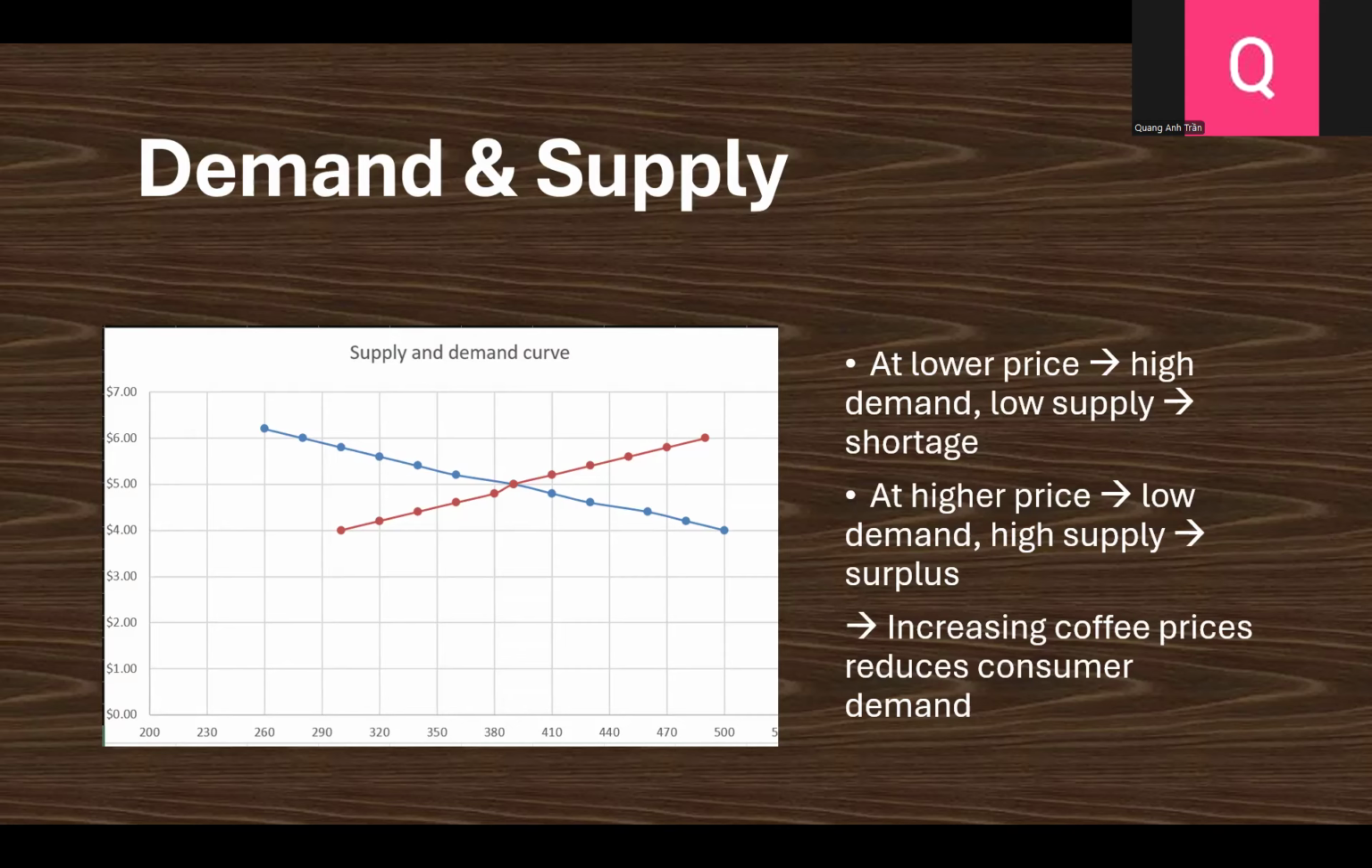The point where the two curves intersect is the market equilibrium, which occurs at the price of $5 and the quantity of 390 cups. At this price, the quantity demanded equals the quantity supplied, so there is no shortage or surplus. This analysis shows why finding an optimal price close to equilibrium is essential for balancing customer demand with business profitability.